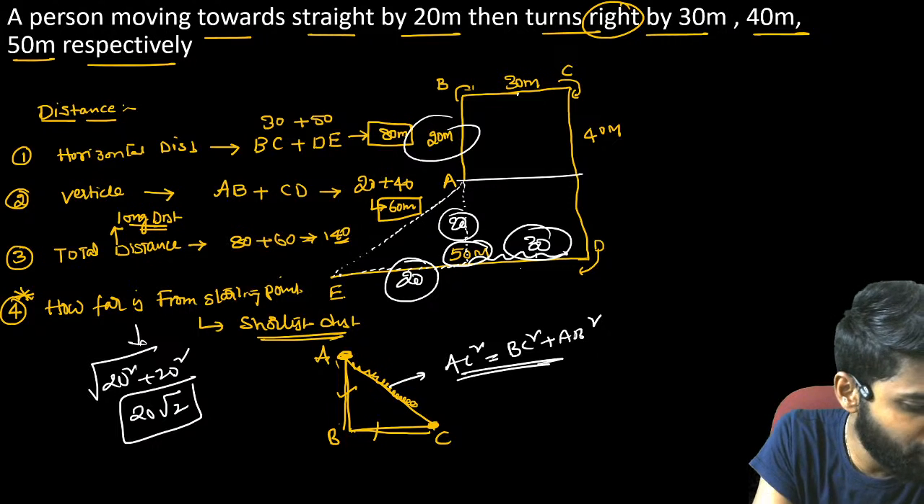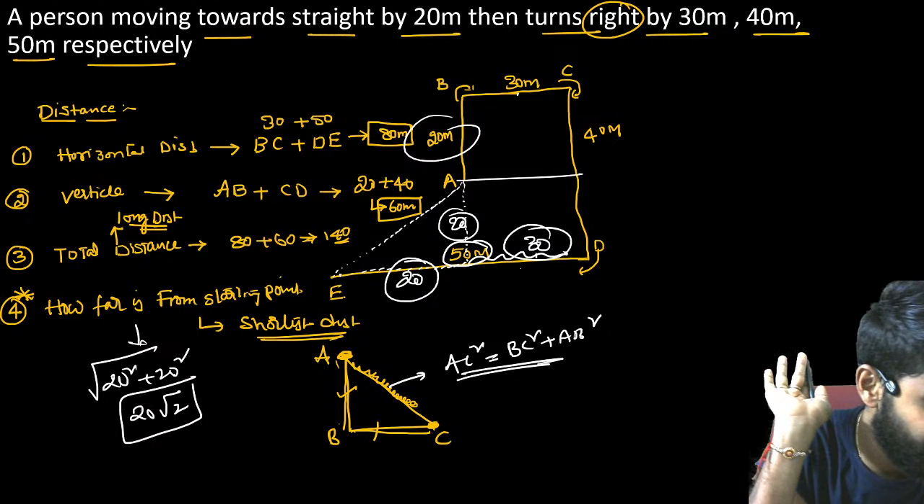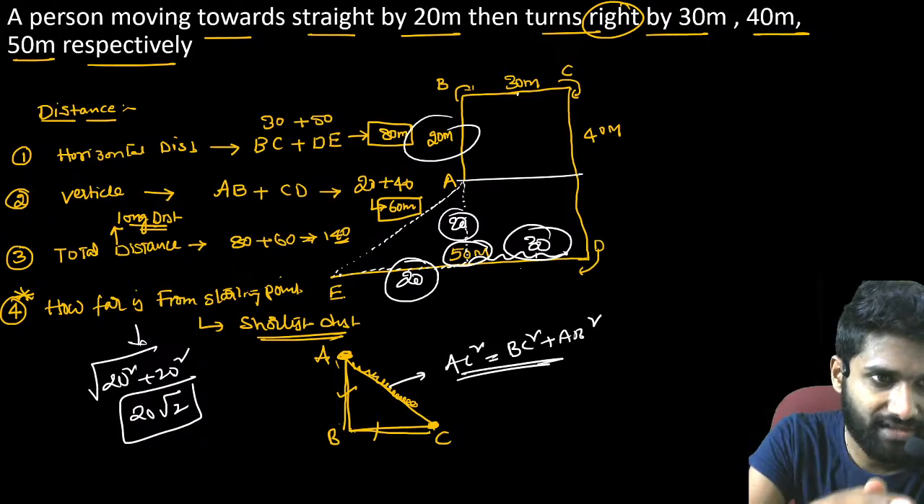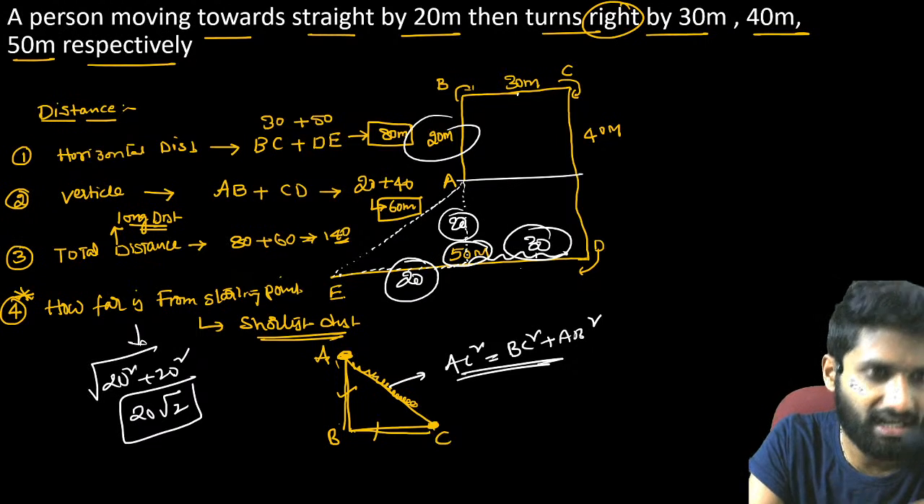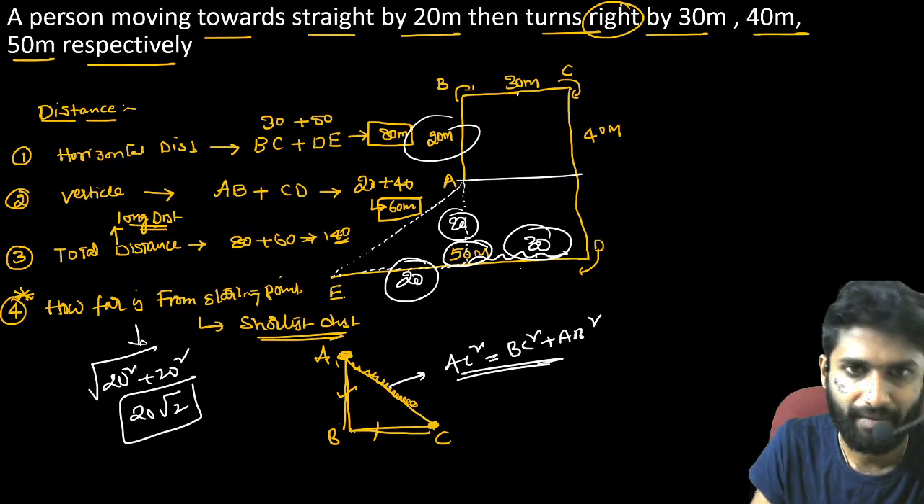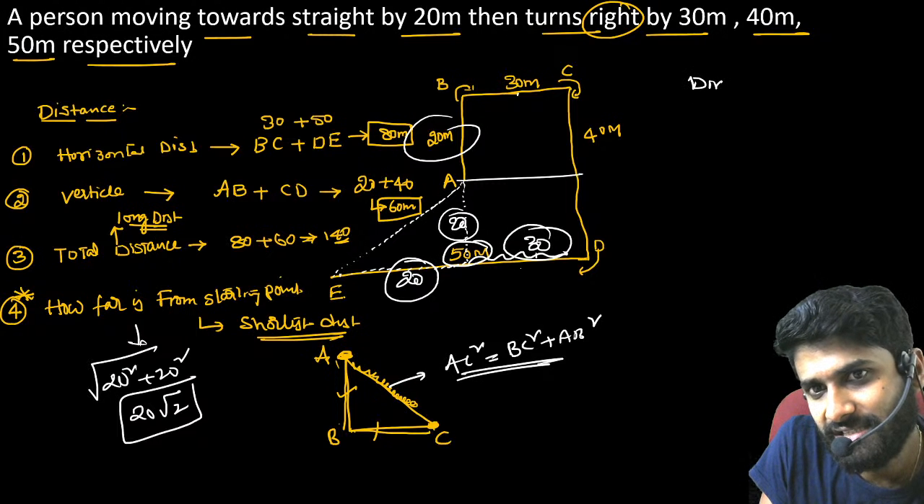So these are the four questions you can see in the entire distance and direction question. They deal with either the horizontal, vertical, total distance, or how far he is from the starting point. Then what are the questions in the directions?